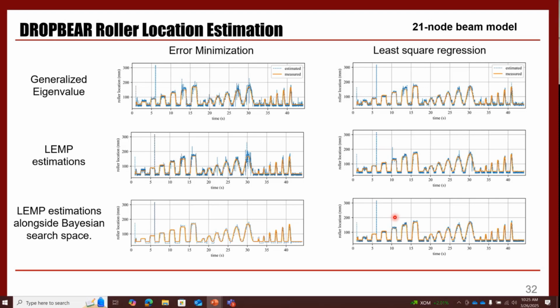And then we introduce Bayesian search space to LAMP in order to select a roller location. So instead of selecting the roller location randomly, the roller locations were selected using Bayesian search space. And we can see here that we have a much more refined estimation result for both error minimization and least square regression.